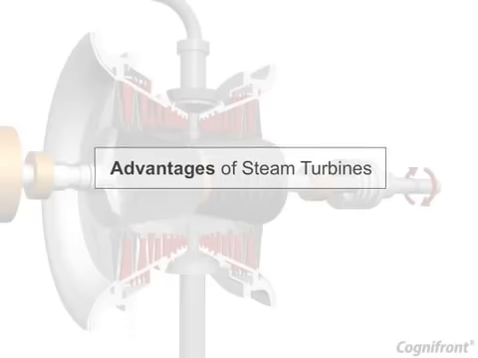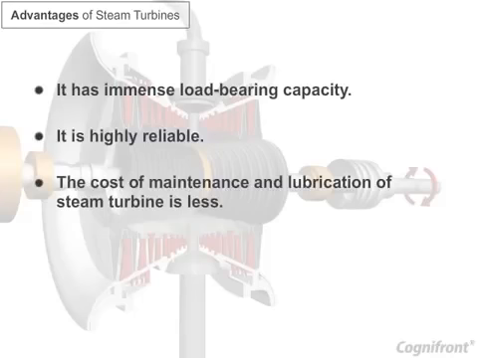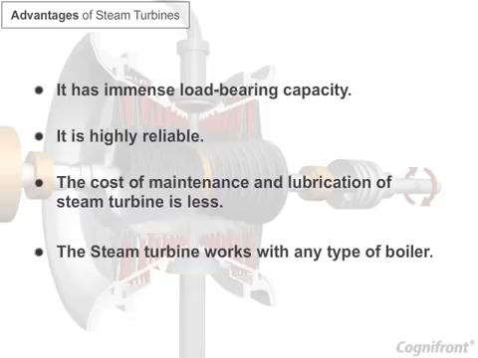Advantages of the steam turbines. It has immense load-bearing capacity. It is highly reliable. The cost of maintenance and lubrication of a steam turbine is less. The steam turbine works with any type of boiler.